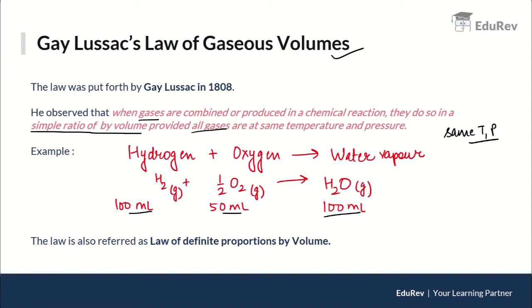So as per this law, it means that whichever gases combine, here hydrogen and oxygen have combined, if we take their ratio, it comes out to be 2:1. So this ratio is also a simple ratio by volume. Because we have taken the ratio of volumes, we called it by volume. So this law is also referred to as the law of definite proportions by volume.